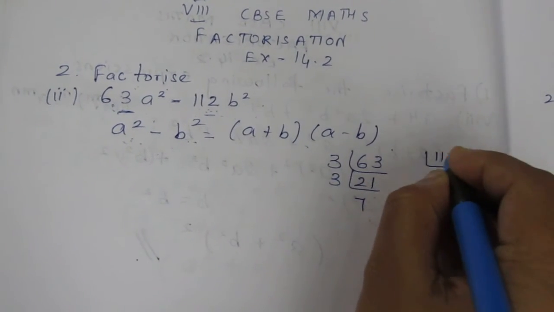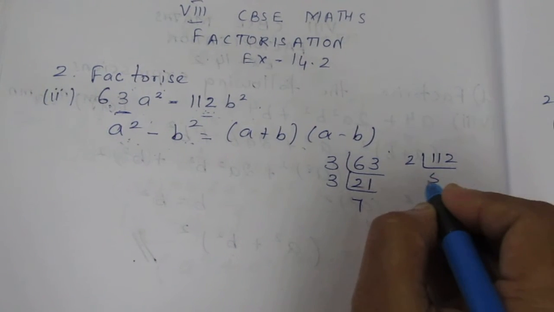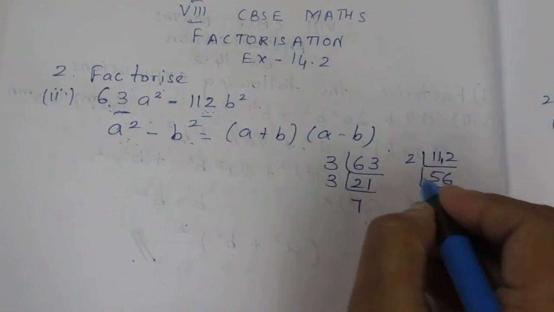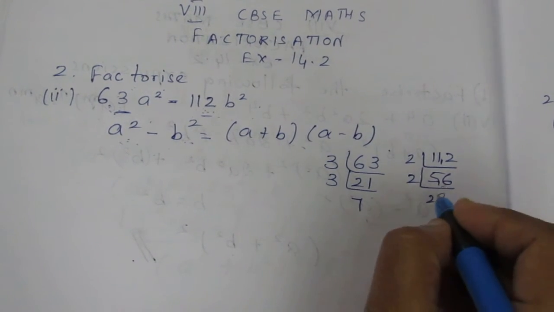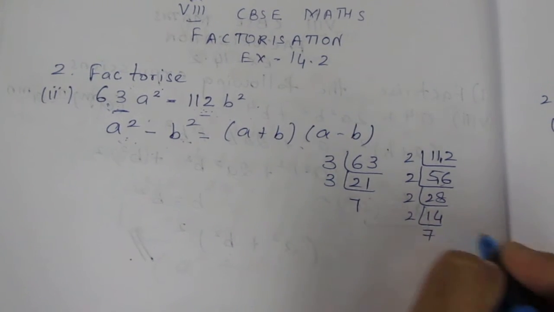Same way, let me try with 112. It goes in the 2 table. 2 5s are 10, balance 1, write it here. 2 6s are 12, again it goes in the 2 table. 2 2s are 4, balance 1, this becomes 16, 2 8s are 16. Now 2 1s are 2, 2 2s are 4, so 2 7s are 14.